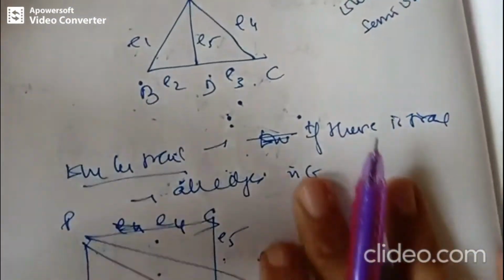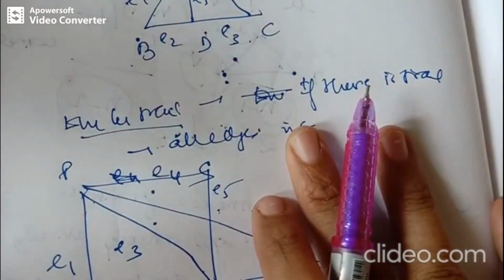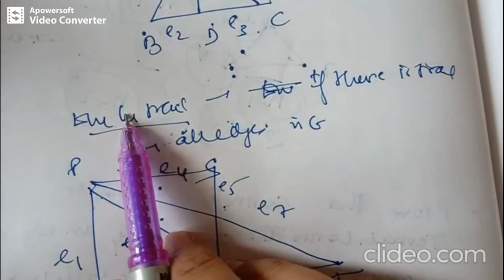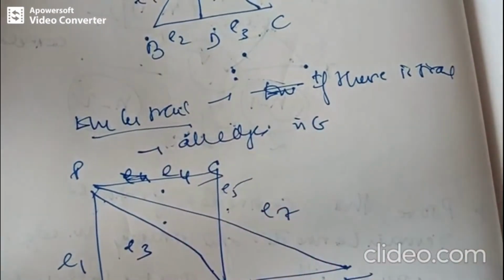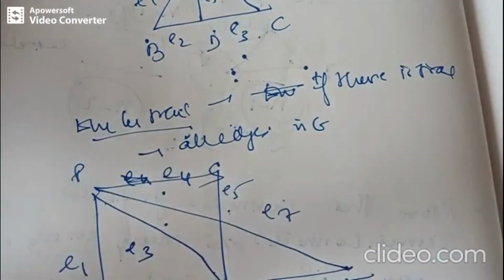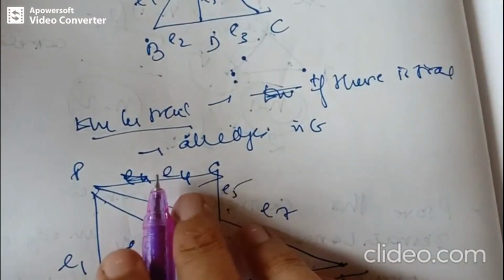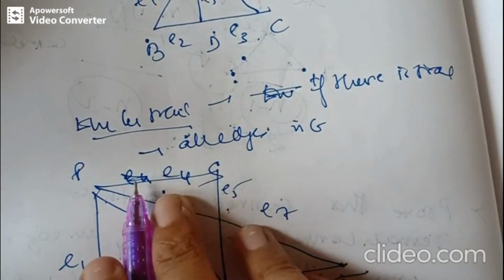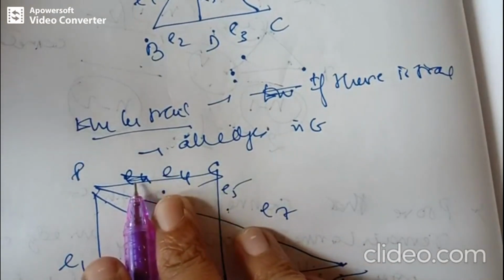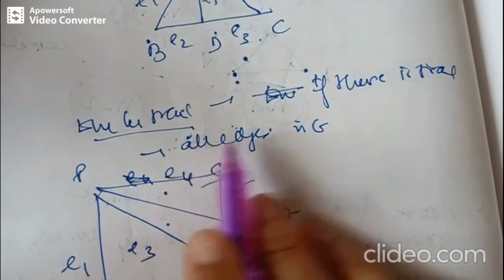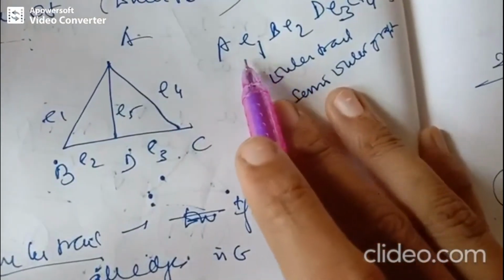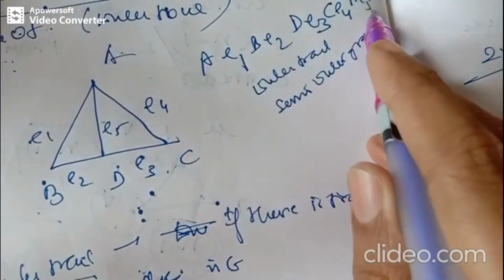Next is about Euler trail. A connected graph which has an Euler trail is called a semi-Euler graph. And what is an Euler trail? If there is a trail, as you know, it is an open walk, right? Let us consider this example graph. This is an Euler trail which starts and ends at different vertices.